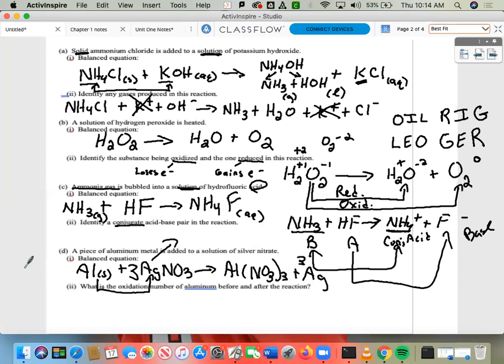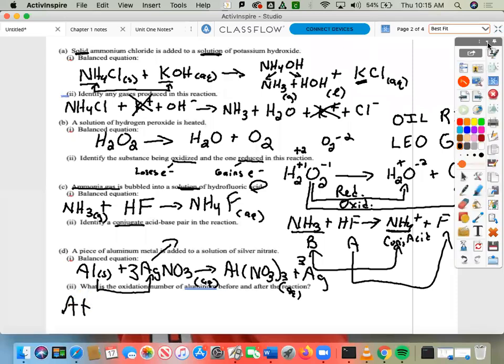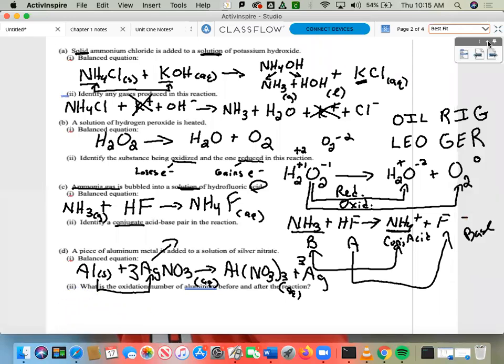And as I do this, all nitrates are soluble, right? So this is aqueous. This is aqueous. So that my aluminum plus my 3 silvers goes to my aluminum and my 3 silvers. Right?